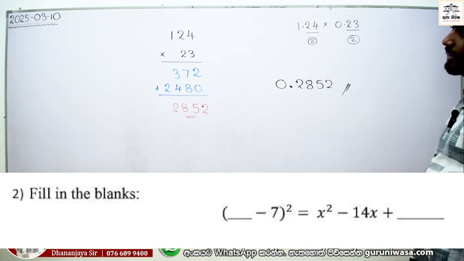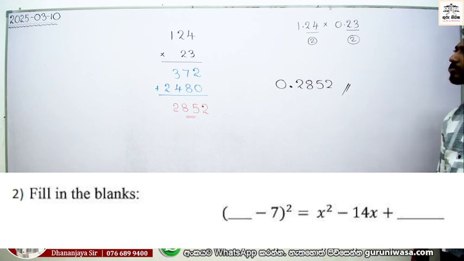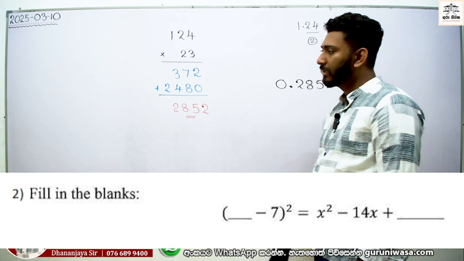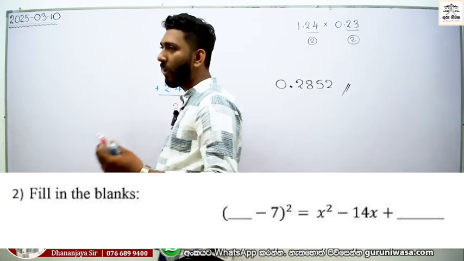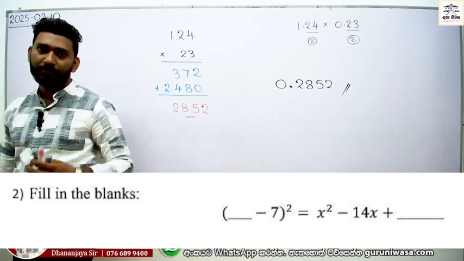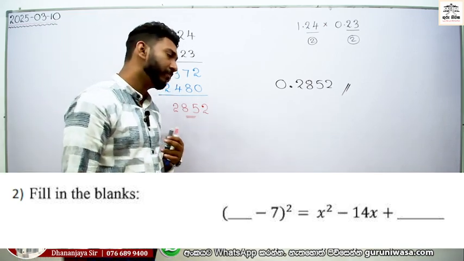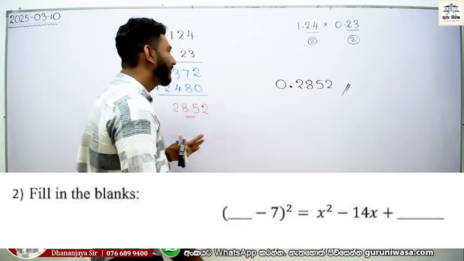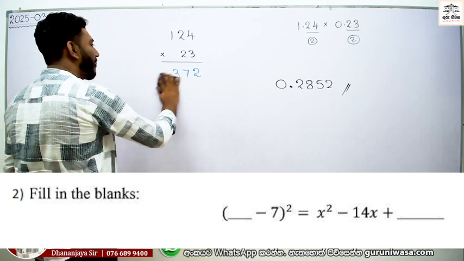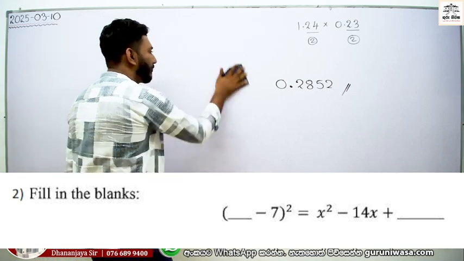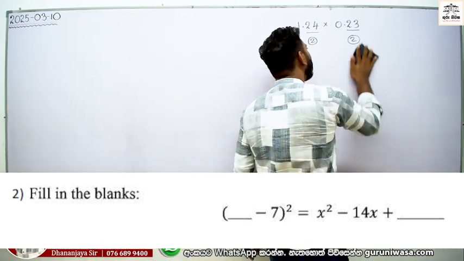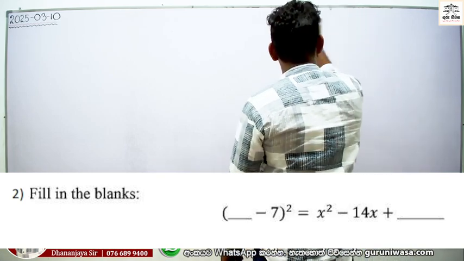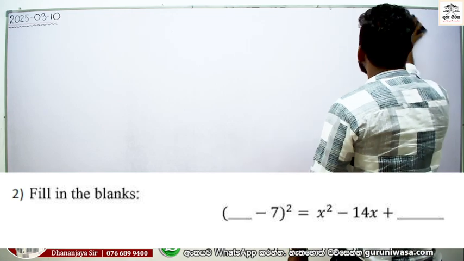Now look at the second question in our paper. This part is relevant to the square of the binomial expression lesson. Do you remember the theory part? The square of the binomial expressions, the product between binomial expressions, and how to expand the brackets. Several things about the lesson.